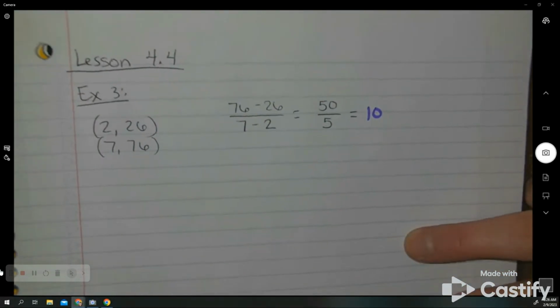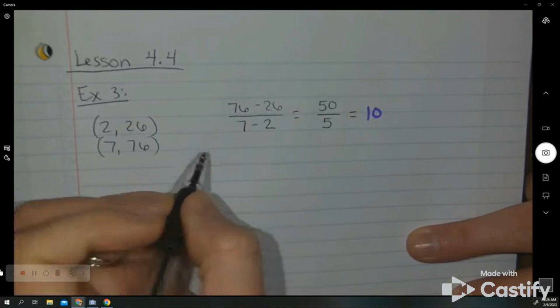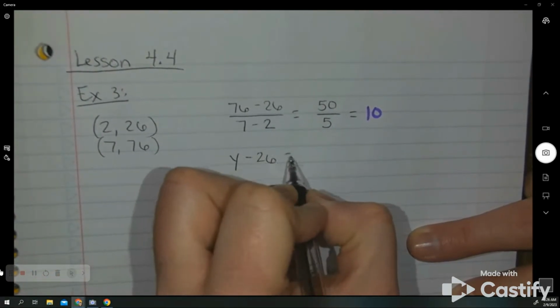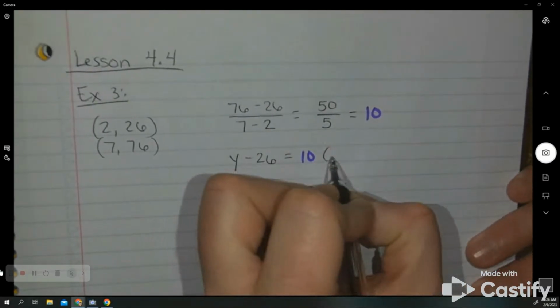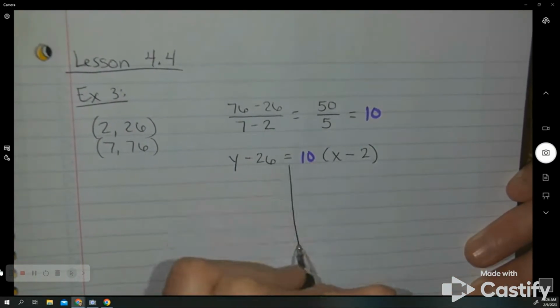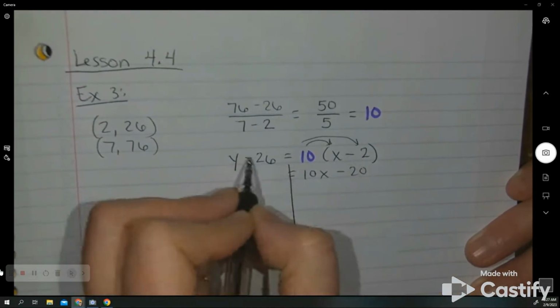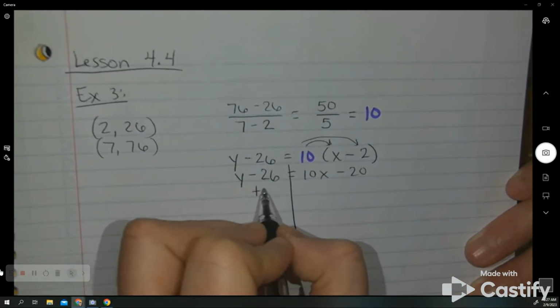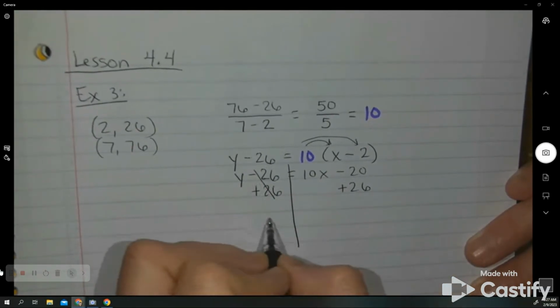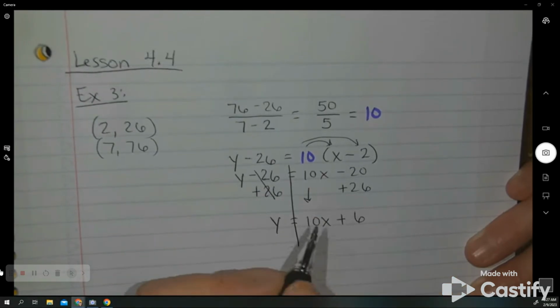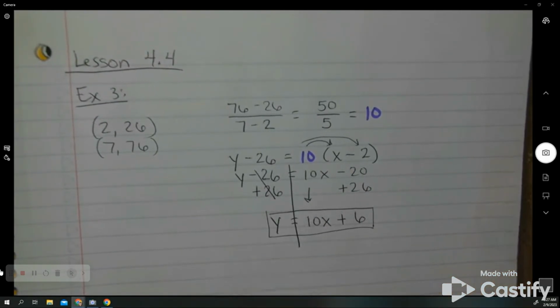So now we're going to use our slope and one of our points to do point slope form. I think I'll use the 2, 26 because they're smaller numbers. Doesn't really matter. You choose whichever one you want. So we got y minus 26 equals 10 times x minus 2. Let's do our distributive property here. 10x, 10 times 2 is negative 20 because we got that negative here. Bring all that down, y minus 26. Let's add 26 to both sides. And we've got y equals 10x plus negative 20 plus 26 is positive 6. So here's our equation that they were asking us for.